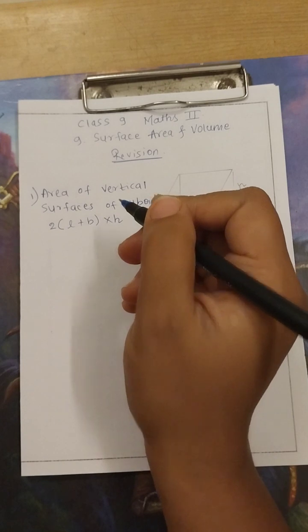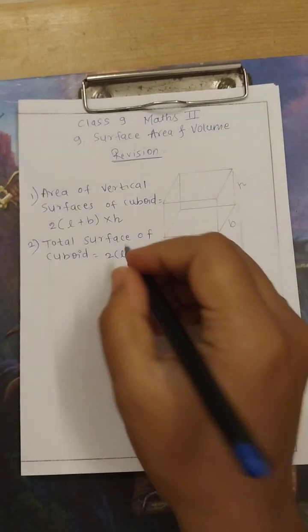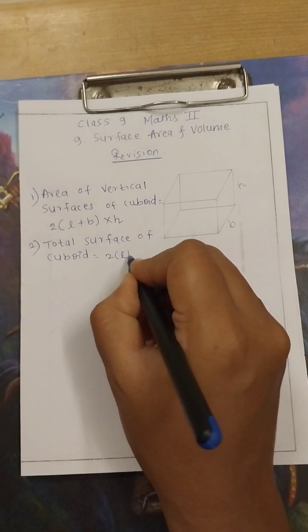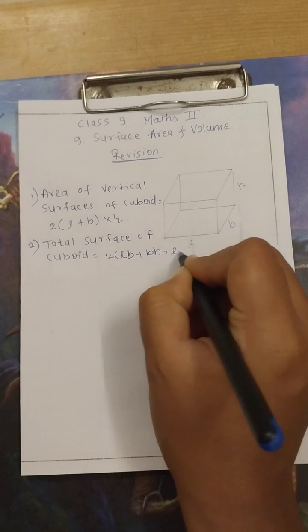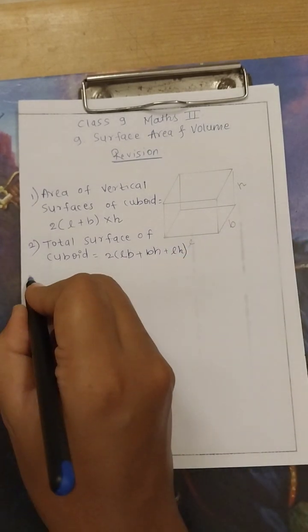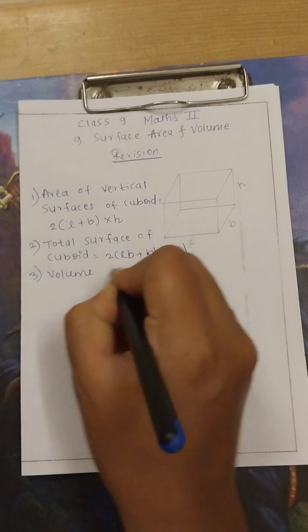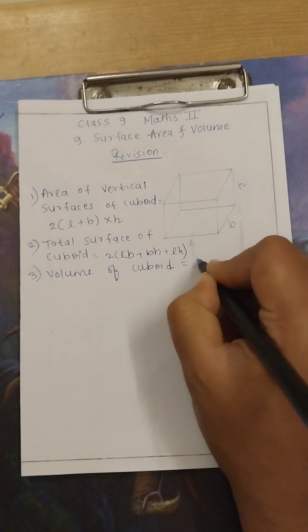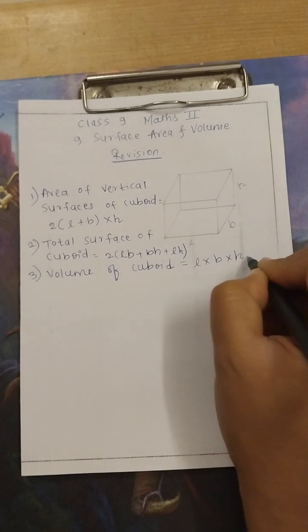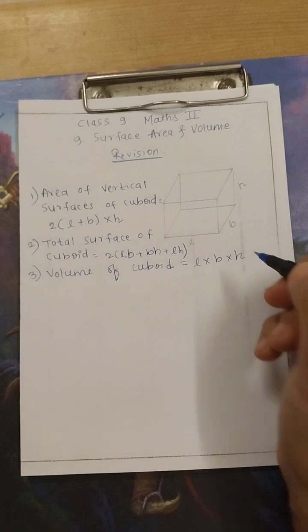Next, total surface area of a cuboid: 2 into (LB plus BH plus LH). Third, volume of cuboid is equal to L into B into H. These are the formulas we have learned in previous standards. Next is cube.